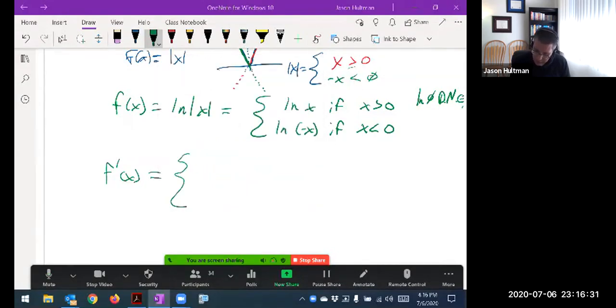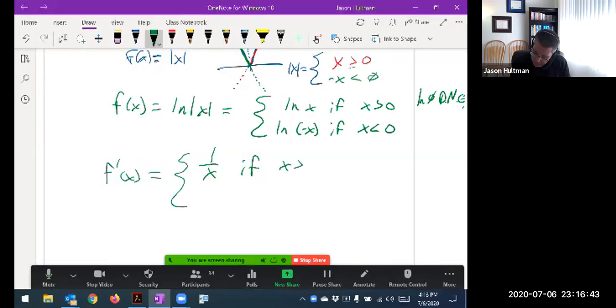Okay. So natural log, that's 1 over x. It's 1 over x if x is greater than 0. If it's positive, x is greater than 0. Nice. Okay, what about the derivative of natural log of absolute value of x if x is less than 0?